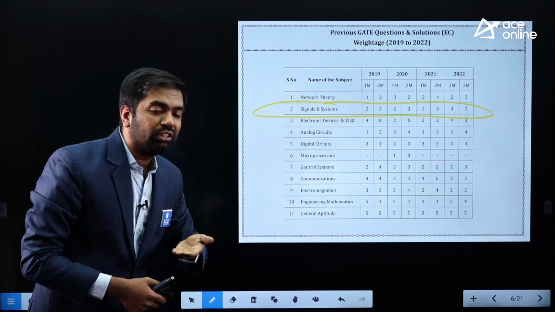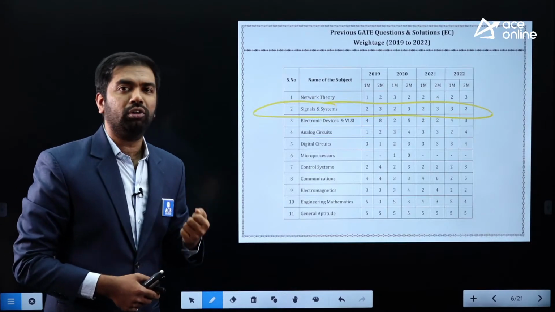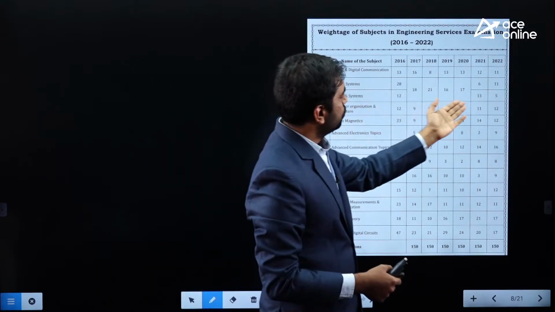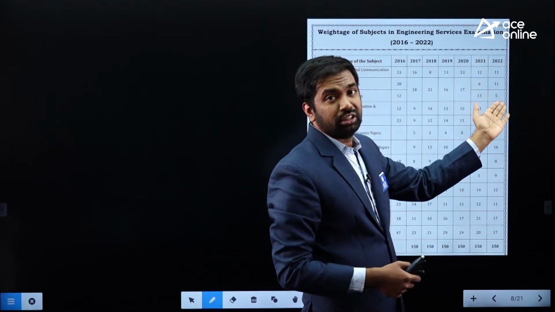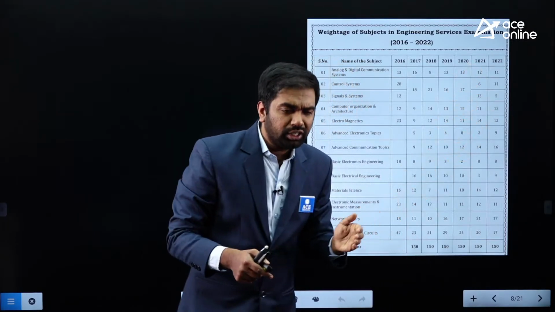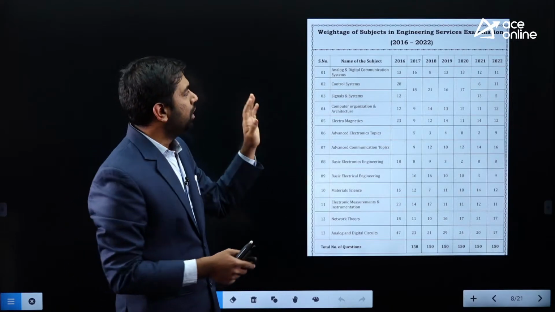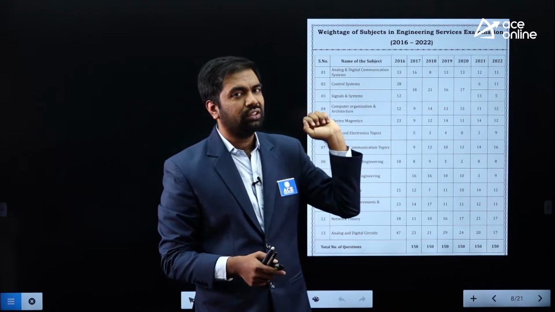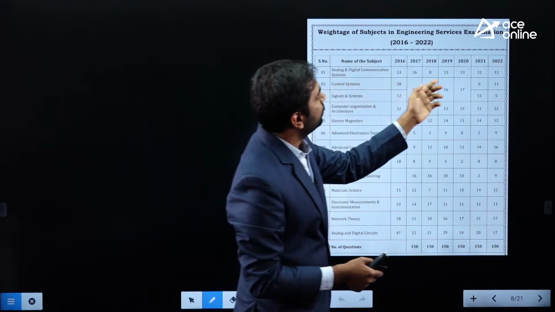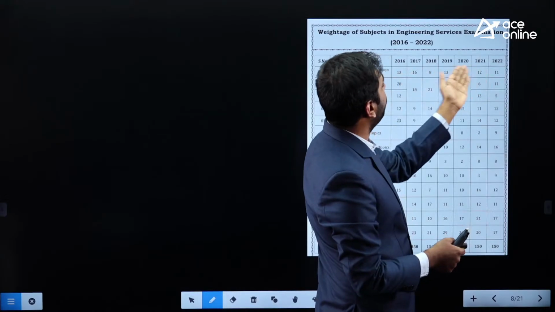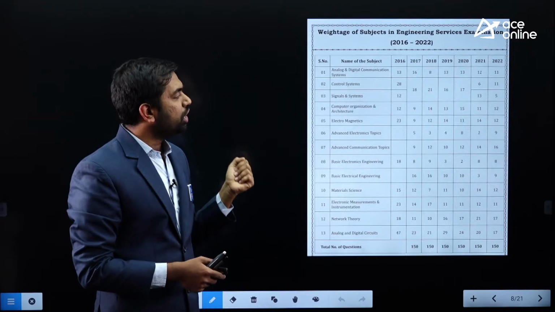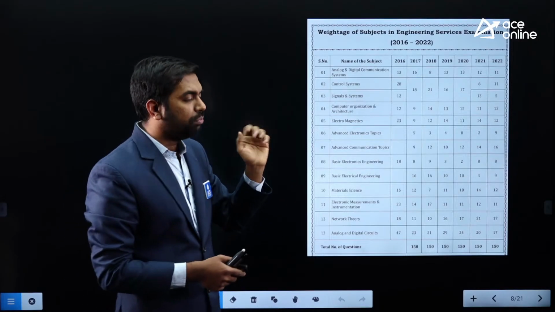Now, let's see what's the weightage from the ESE point of view. So when it comes to ESE, look at this. In 2022, surprisingly, only 5 questions appeared. In 2021, 13. On an average, we get 10 to 12 questions from this subject for ESE, that is Engineering Services. And look at this, again the communication subject, you have good weightage from this. So this is a basic course to understand that. So this is the weightage for signals and systems from the ESE point of view.